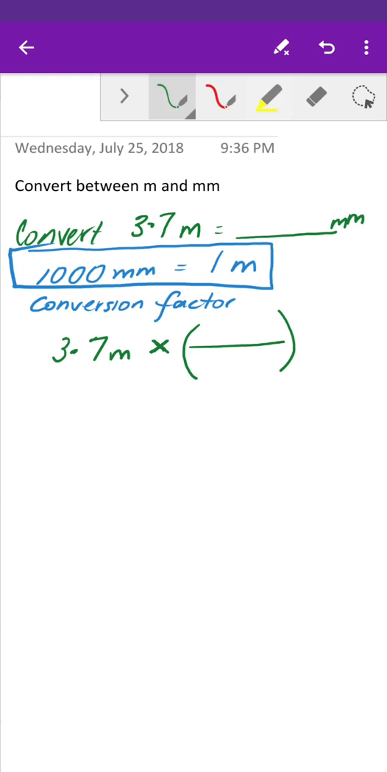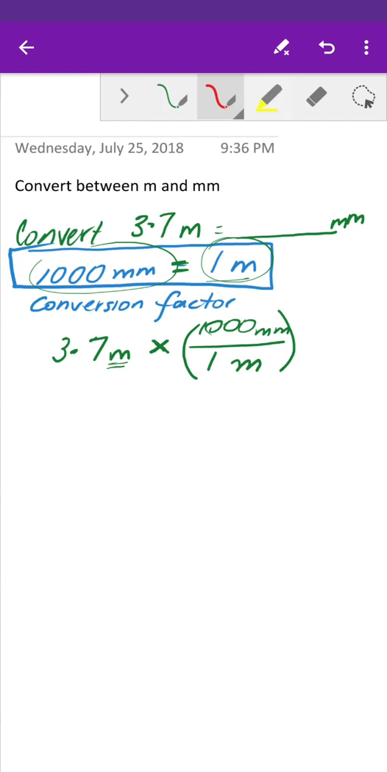And if I use this conversion factor, I put one of these numbers on top and one of these numbers underneath. Now, if I've got a meter here, I'm going to choose to put the 1 meter underneath. That way it's going to cancel. The meters will cancel. I'll put the other number on top.